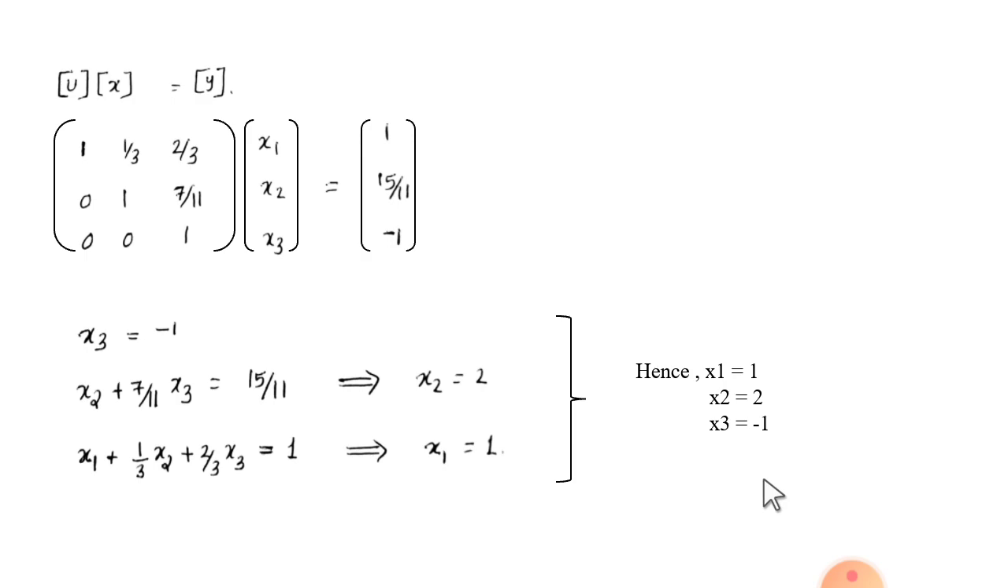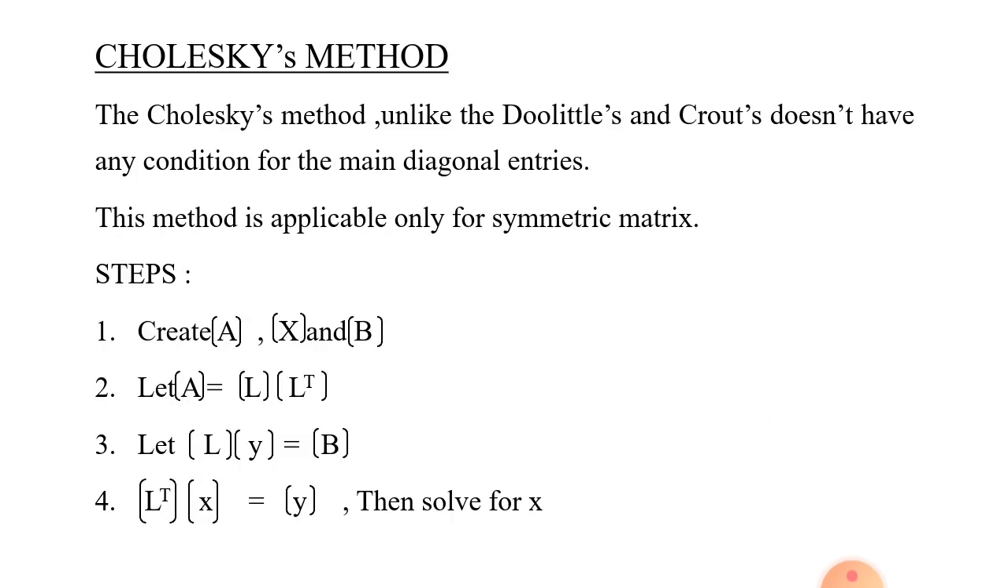Okay, I hope all of you have understood. Next we are going to learn about Cholesky's method. In Cholesky's method, unlike Doolittle's and Crout's methods, there is no condition for the main diagonal entries. This method is applicable only in the case of symmetric matrices. Let's go through the steps.